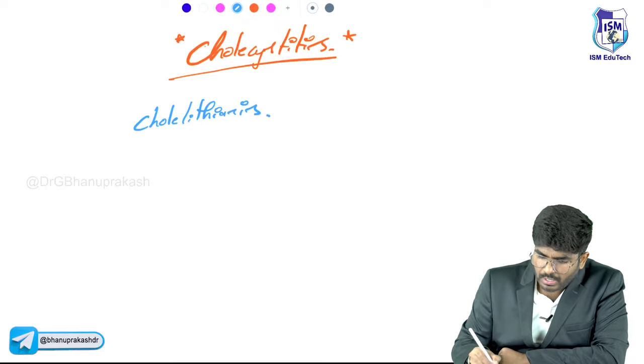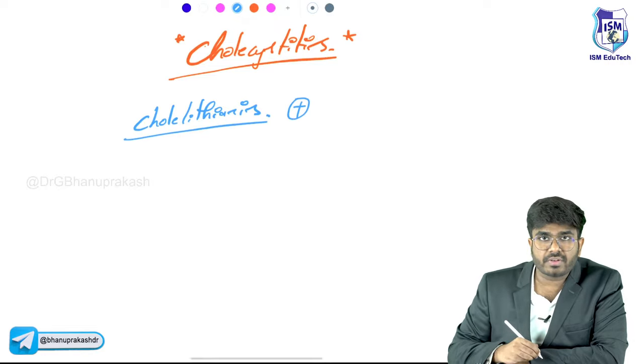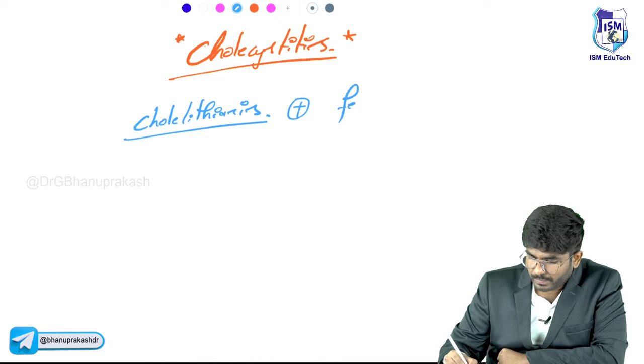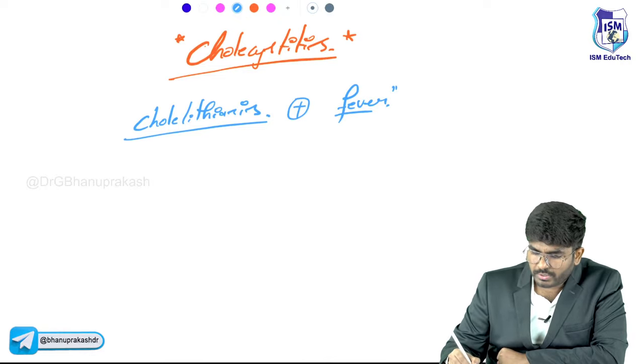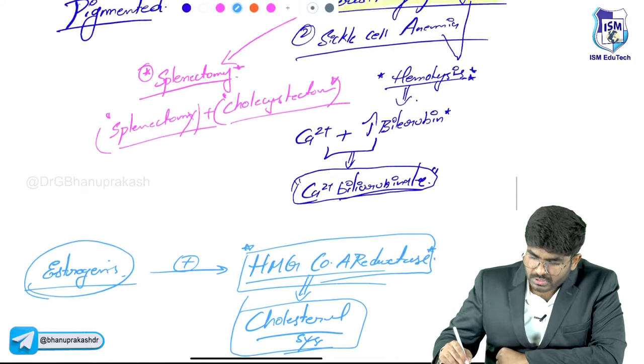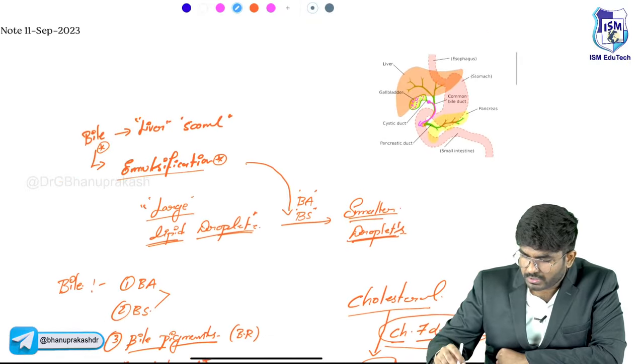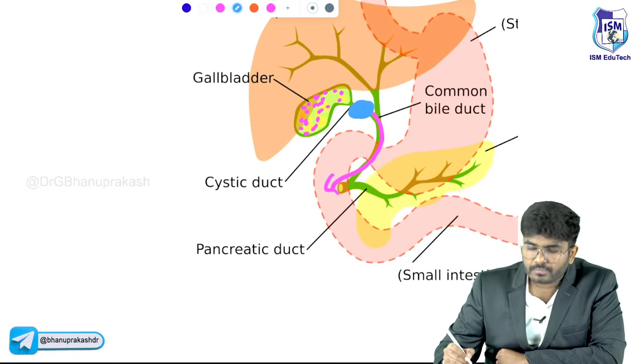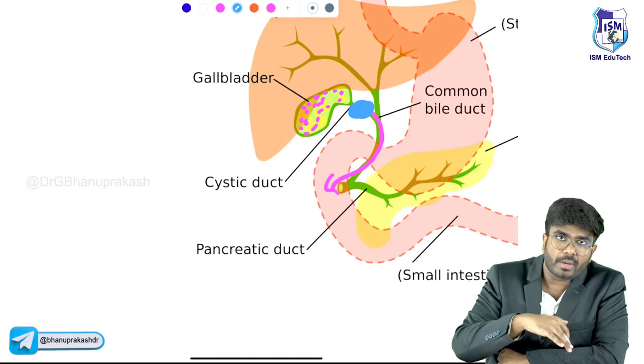Now, along with this cholelithiasis, the question is going to say the patient is also having fever. So what exactly is the problem, sir? What exactly happened? Now the stone got permanently blocked here. The stone is totally blocked. It's not coming back, it's not falling back into the gallbladder. It's totally blocked.